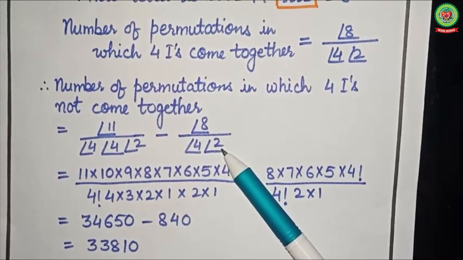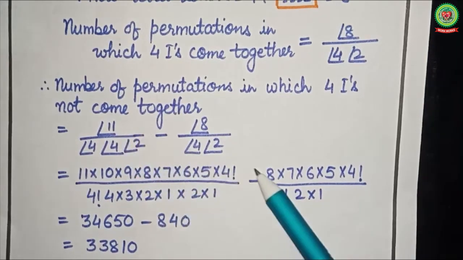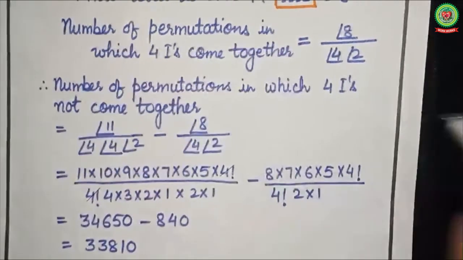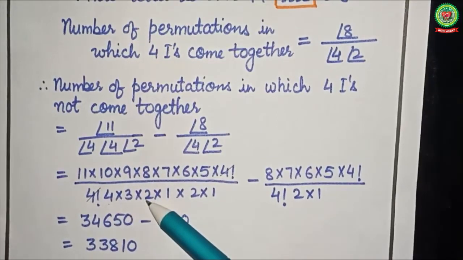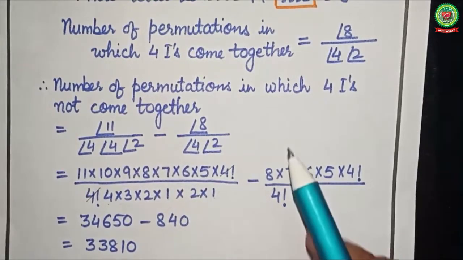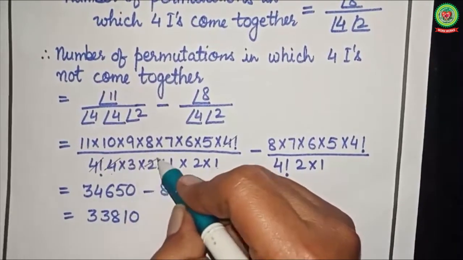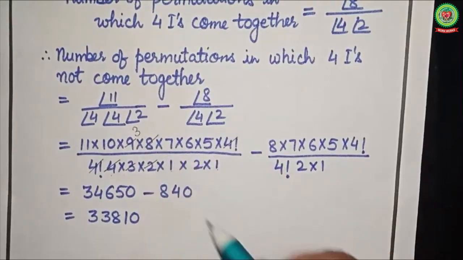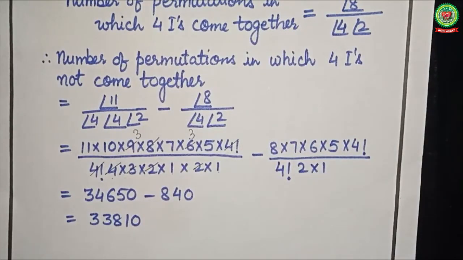So here when you simplify 11 factorial till 4 factorial, this 4 factorial will cancel with 4 factorial. Now next 4 factorial can be written as 4 into 3 into 2 into 1, and 2 factorial can be written as 2 into 1. So here cutting is possible. When you do the cutting, 4 2s are 8, then 3 3s are 9. Here 2 3s are 6. All the digits have cut.